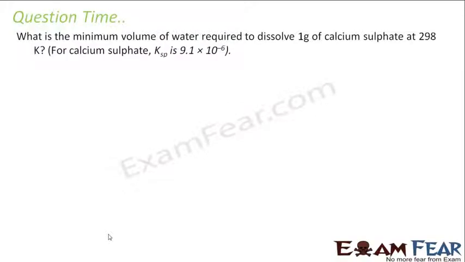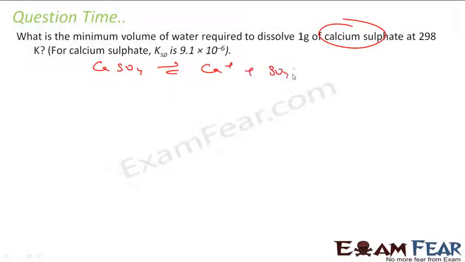It's a very good question. The question says, what is the minimum volume of water required to dissolve 1 gram of calcium sulfate? So for calcium sulfate, the equation is CaSO4 giving Ca 2 plus and SO4 2 minus. Let's assume that this was x at t equal to 0. This becomes x minus s, and s, and s. So what is Ksp here? The concentration of this into the concentration of this, that is s into s, s squared. And that value is given as 9.1 into 10 to the power minus 6.